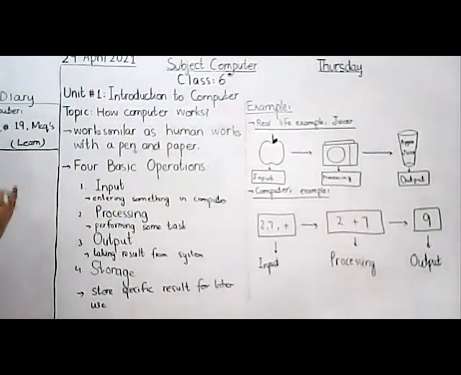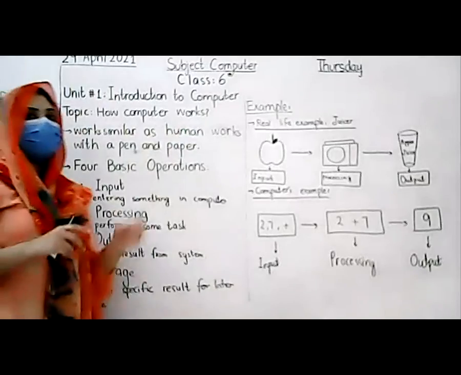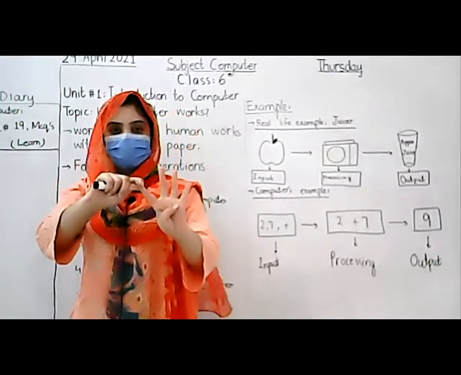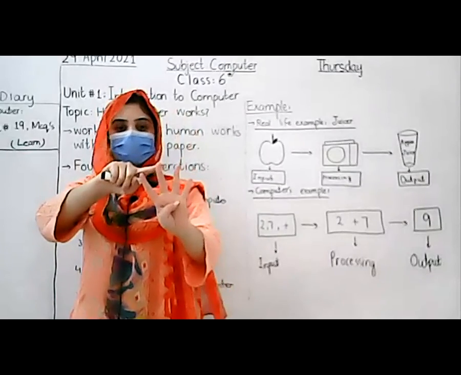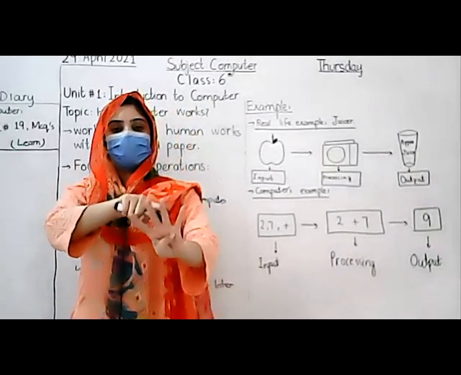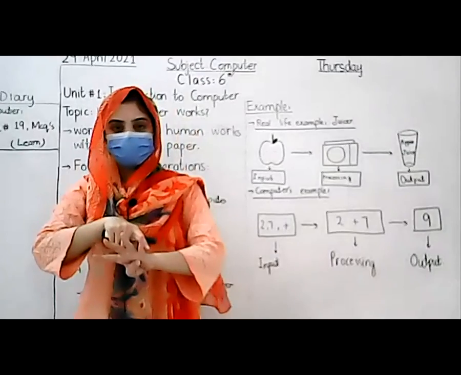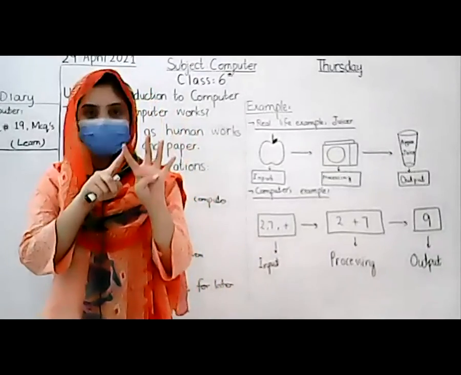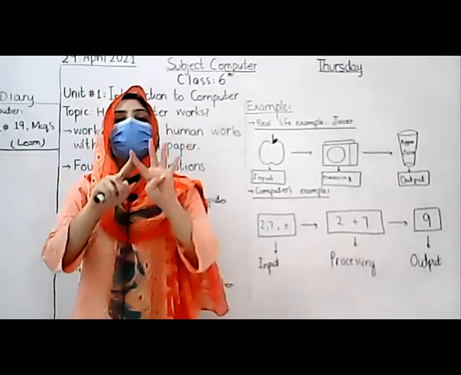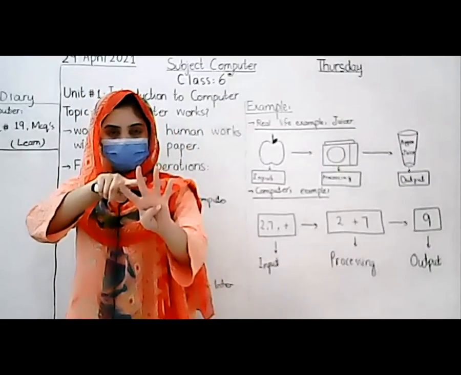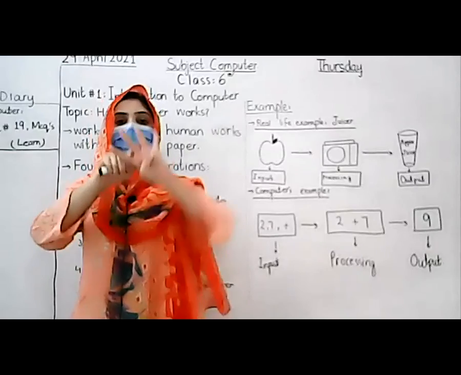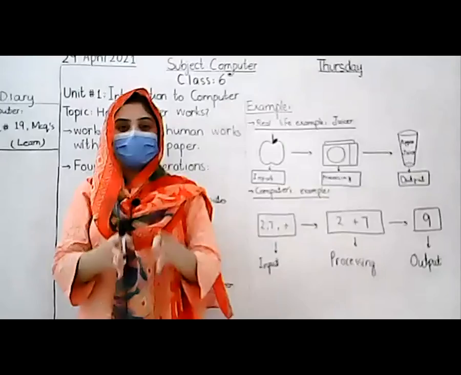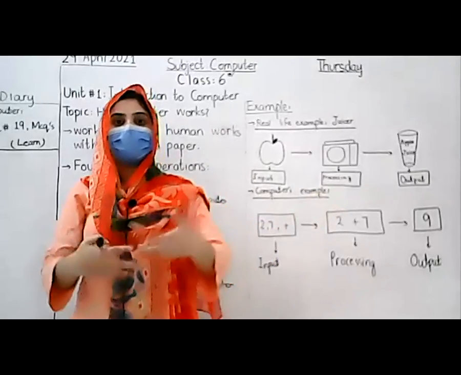So what are the basic operations of the computer? There are 4 basic operations on the computer. First one is input, second is processing, third is output, and fourth is storage. What will it do? First of all, it will get things from us, from the human being. Then it will perform a task on those things. Then it will provide information and a result for us. Then it will store that result for later use, so we can use it again and again.